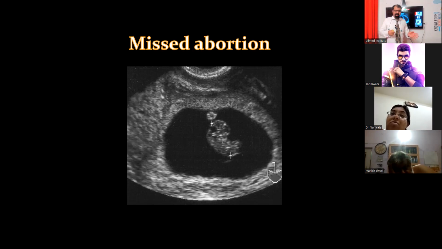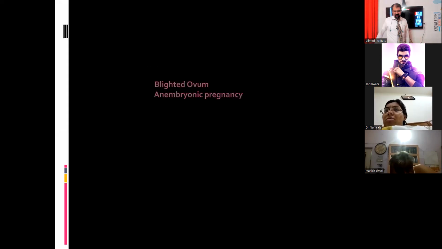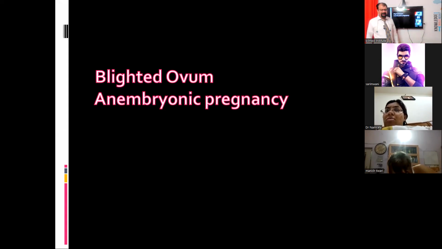So anyhow, missed abortion is whenever you are not having any fetal cardiac pulsations. And at that time, when there are no fetal cardiac pulsations, look for any detachment. Look for an abnormal yolk sac. And if you find any detachment or abnormal yolk sac, then you are on the right track. That is the point.